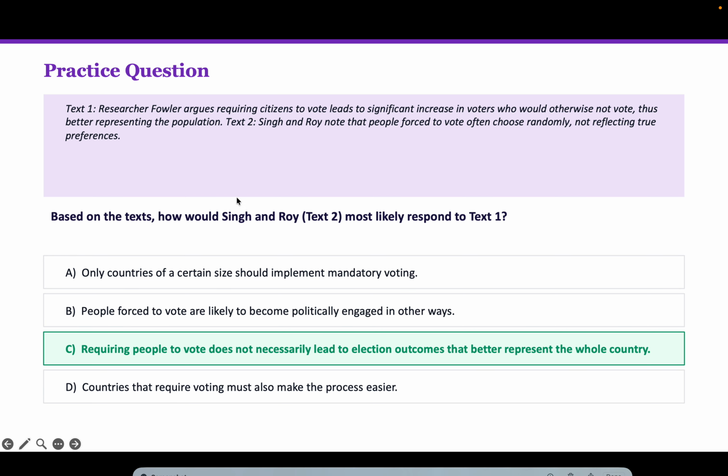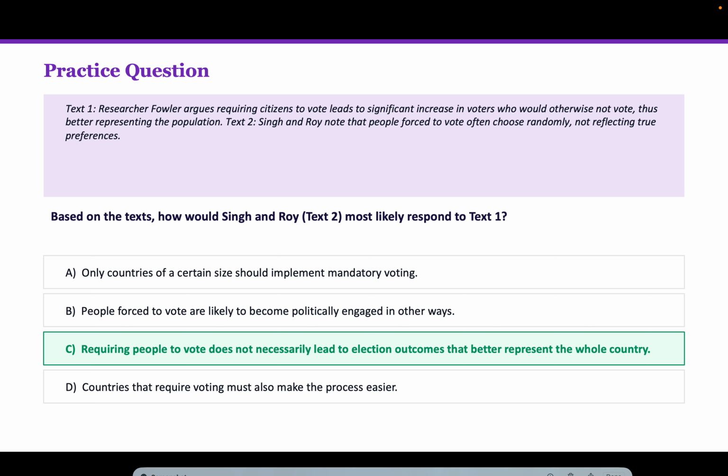We can do a practice question here. Text 1 says researcher Fowler argues requiring citizens to vote leads to a significant increase in voters who would otherwise not vote, thus better representing the population. Text 2 says Singh and Roy note that people forced to vote often choose randomly, not reflecting true preferences. So how would they respond to text 1?